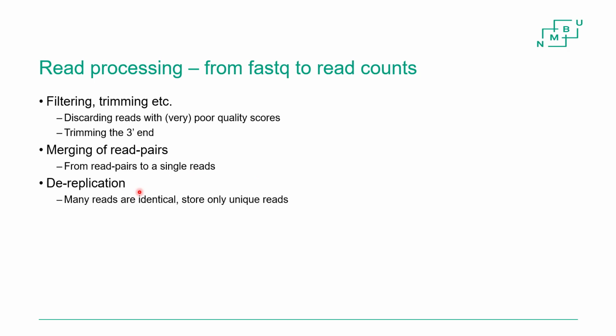And dereplication, what does that mean? Well, it means that since we now have many identical reads, it's silly to store every single sequence multiple times. So you just store it once and then a number indicating how many times you have seen this read. So that's dereplication. It only means that you count how many times you see each unique read, and store only the unique reads together with that copy number, you could say.